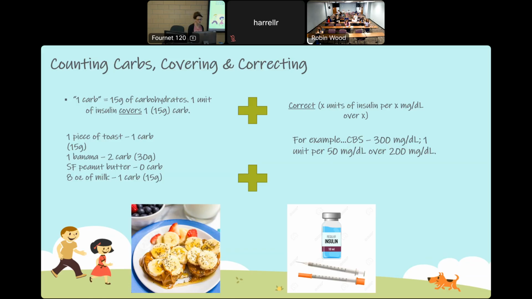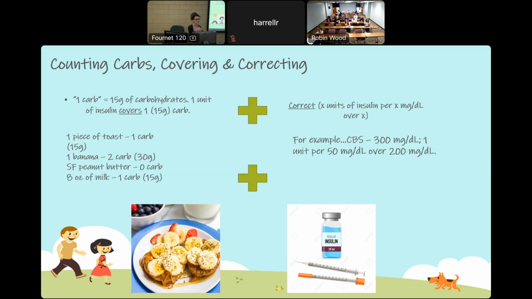Okay. So let's practice a little bit. So let's say our kiddo ate one piece of toast. And so our little reference tells us that one piece of toast is 1 carb, so 15 grams. They also ate a banana, which is 2 carbs, equaling a total of 30 grams. Sugar-free peanut butter is free because it's sugar-free. So 0 carbs there. And then 8 ounces of milk is 1 carb. So all in all, how many grams of carbohydrates did our patient eat?